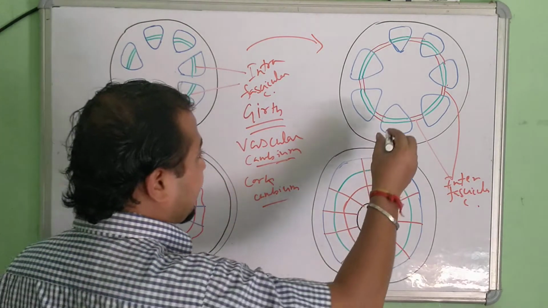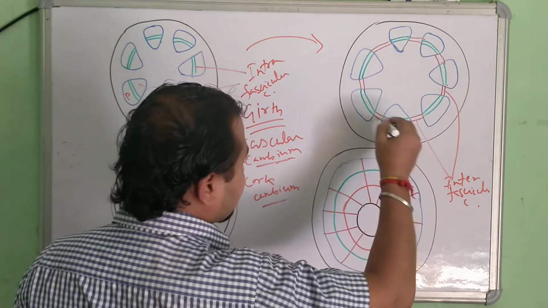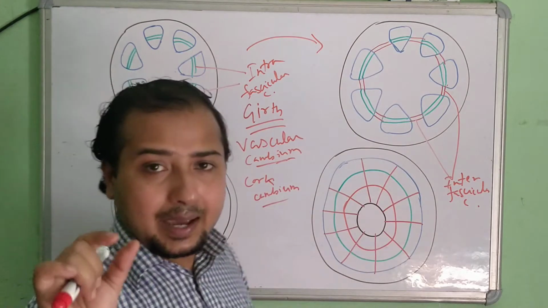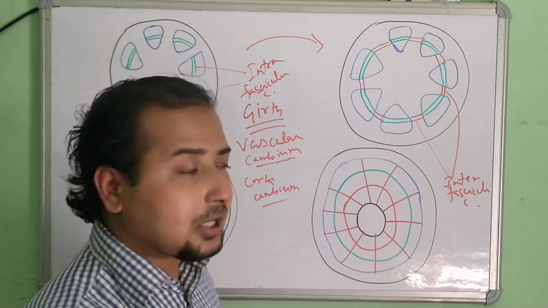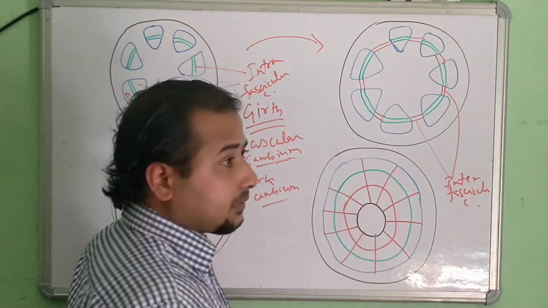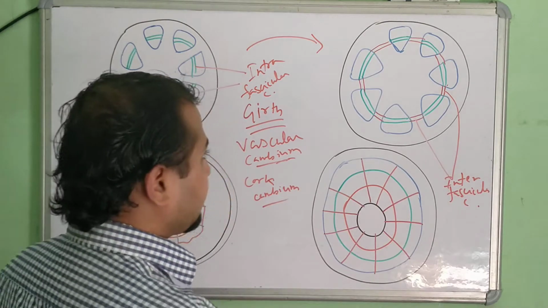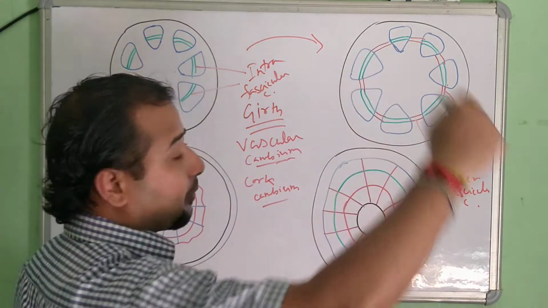So it forms a cambial ring. You can see it is in ring form. It forms a ring-like structure when the cambium inside and outside of the vascular bundles is connected with each other. This is called cambial ring development. One question that comes is how the cambial ring develops. This is how the cambial ring developed here.